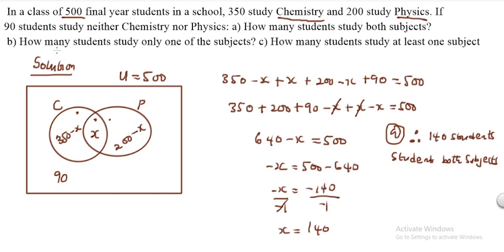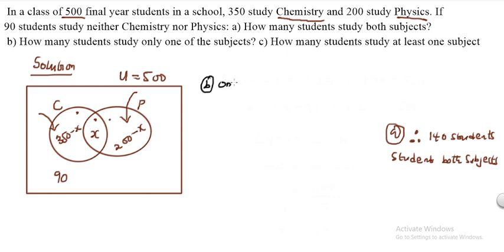For the second question, we are asked how many students study only one of the subjects. Now, the number of students that study only one of the subjects is these students here and these students here. So that will simply tell us that we have to sum up this number and this number here to get the number of students that study only one of the subjects. I have to clean up space to do that. So I'll say here only one subject. The number of students that study only one subject is 200 minus x plus 350 minus x. So this will be 200 minus x plus 350 minus x. Remember, the x value that we got when we did our calculation was 140.